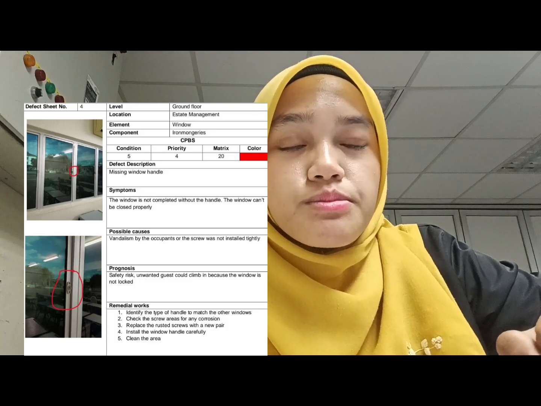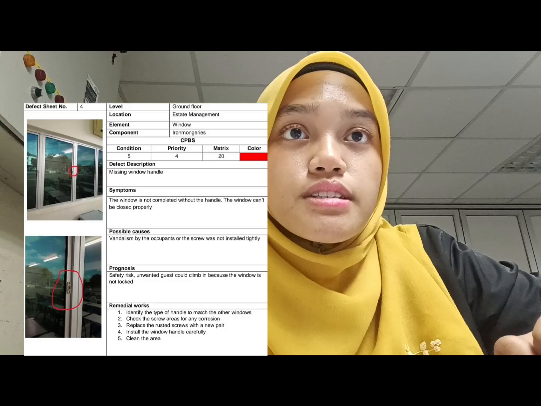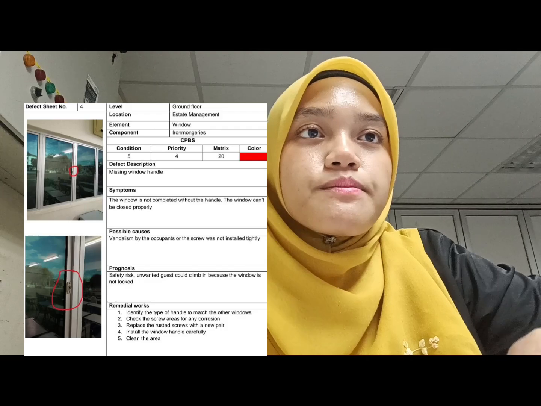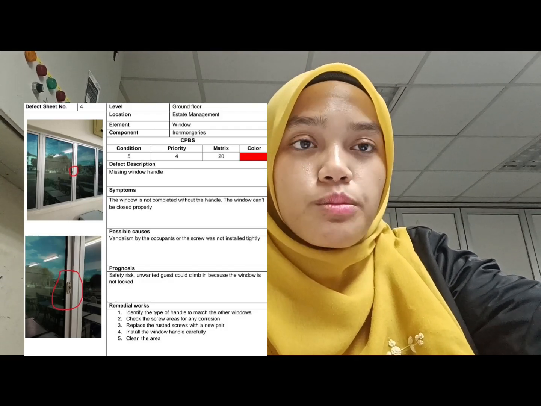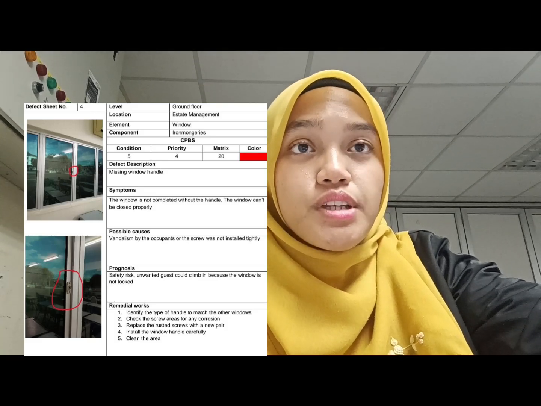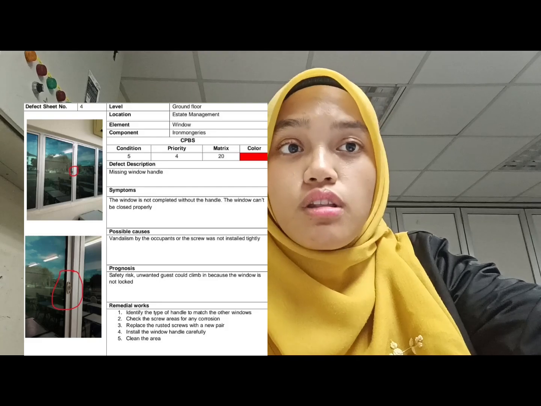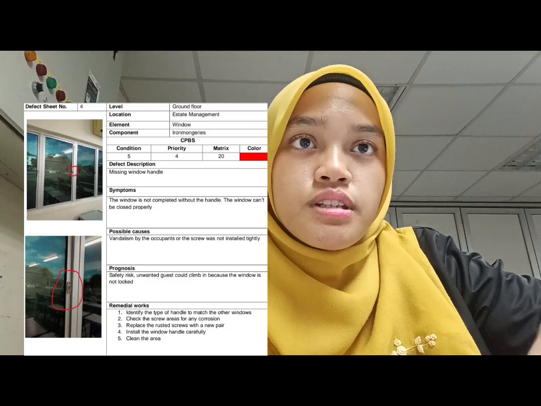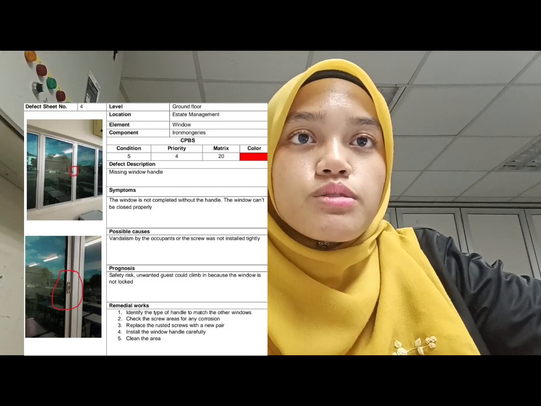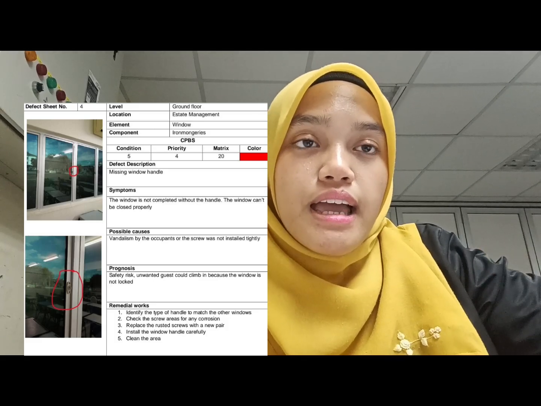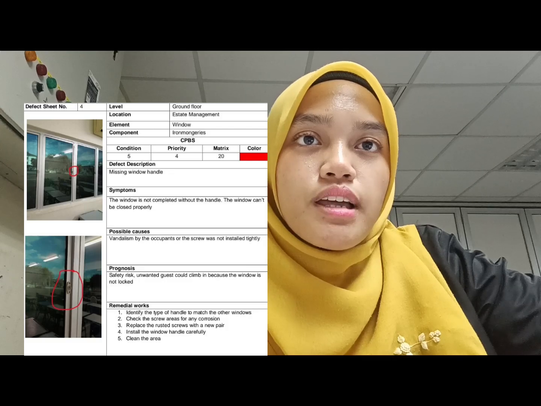So the defect description is missing window handle, and the symptom is the window is not completed with the handle, and the window can't be closed properly. So the possible causes is vandalism by the occupants or the screw is not installed tightly. And the prognosis is safety risk, and unwanted guests could climb in because the window is not locked and it's very dangerous. There are 5 steps for the remedial works, which is identify the type of handle to match the other windows, check the screw area for any corrosion, replace the rusted screw if there's any corrosion, and install the window handle carefully and then clean the area.